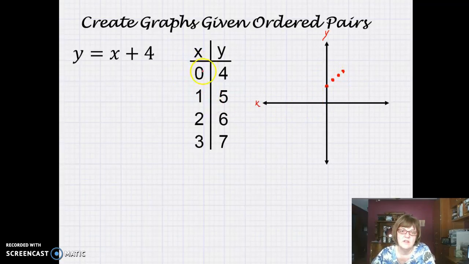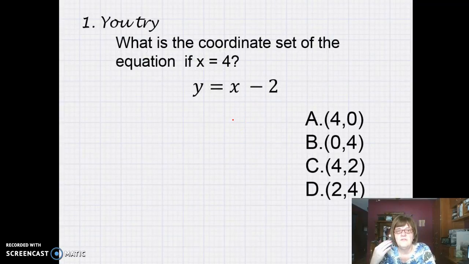I want you to notice something. Each one of our x's is a different value. Well, so are our y's. But this is going to become important information. All right, now I want you to show me if you can plug in and come up with the right answer. I want you to plug in that 4 for x, and find the coordinates, the one coordinate that is the correct set for this equation.